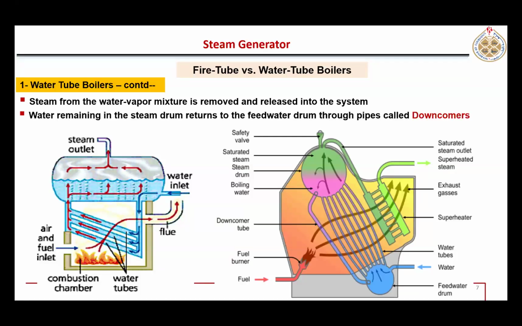So some basic terminologies are mentioned here. These are called downcomers because they bring that liquid water back to this section so that it can be reheated again, right? Because the steam will be separated from the top, and whatever liquid is remaining will flow back, and the same process will be repeated.